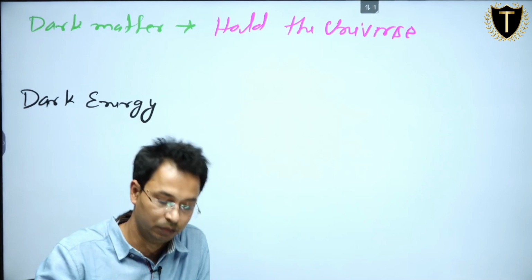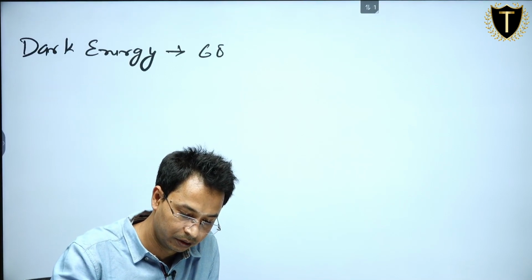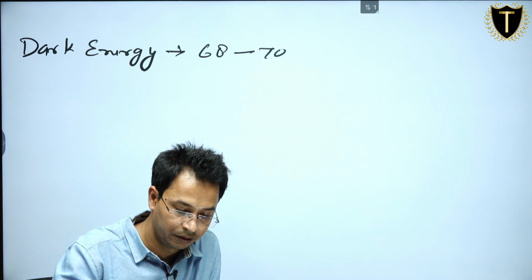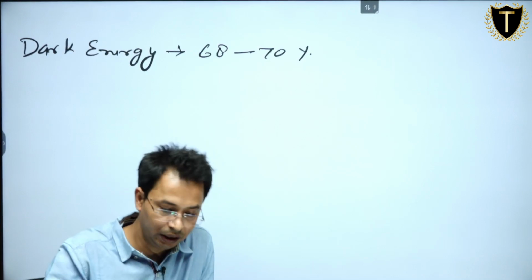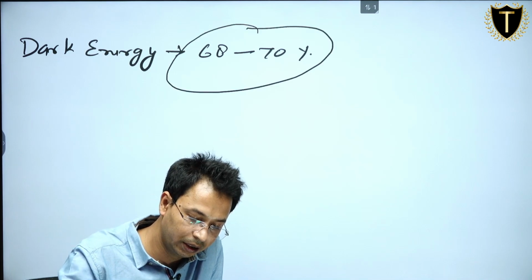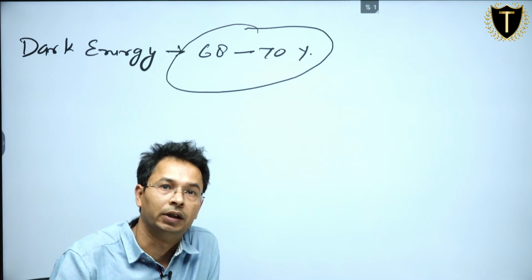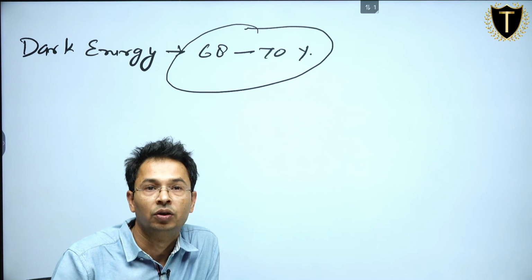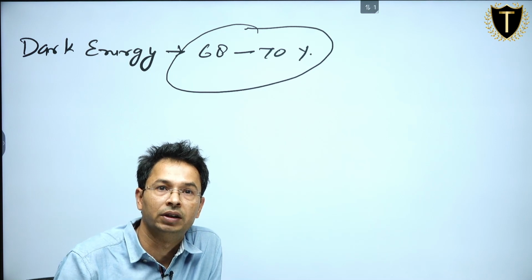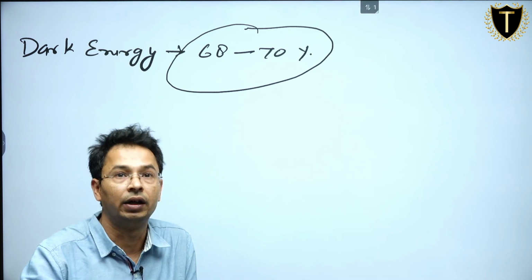This has the biggest composition in the universe, approximately 68 to 70%. We have dark energy in the universe. Actually, I am writing it like this because different sources give different data about dark matter and dark energy. Some say 25% dark matter and 70% dark energy. Some say 27% dark matter and 68% dark energy. That is why I am writing it like this.